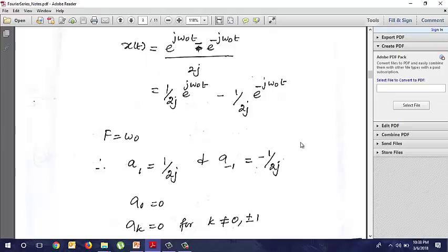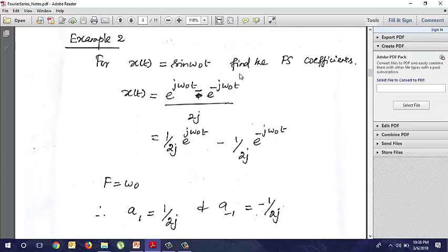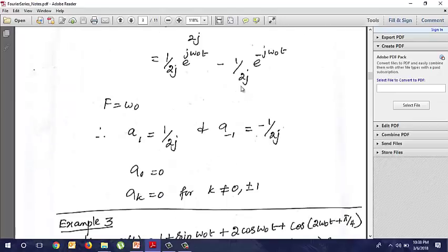Now here you have an imaginary part. If you have an imaginary part, the corresponding coefficients will be complex conjugates of each other. If you don't have an imaginary part, they will be equal. That is, the real part will be equal and the imaginary part will be the conjugate. And a naught is not there, and ak is equal to 0 for other values of k. So you have found the Fourier series coefficients. a1 and a of minus 1 are there. For other values it is just 0.